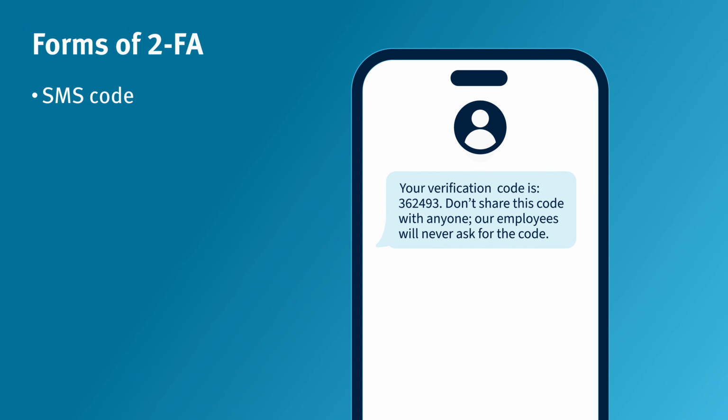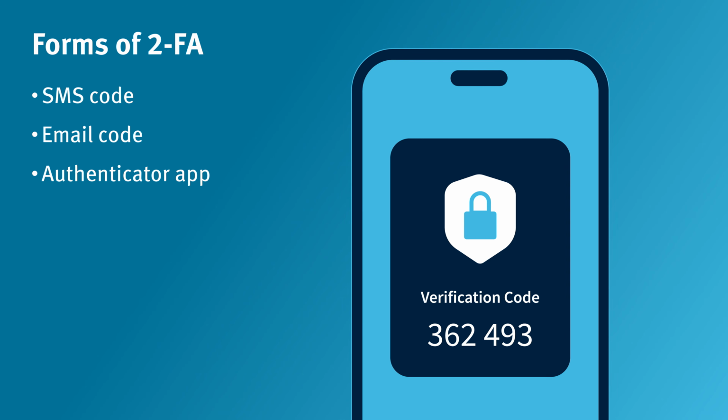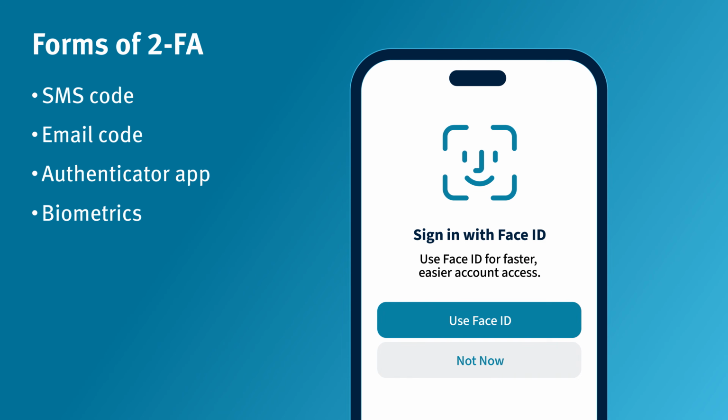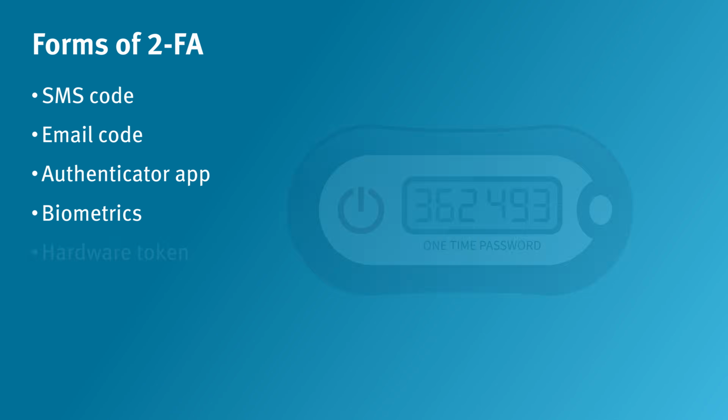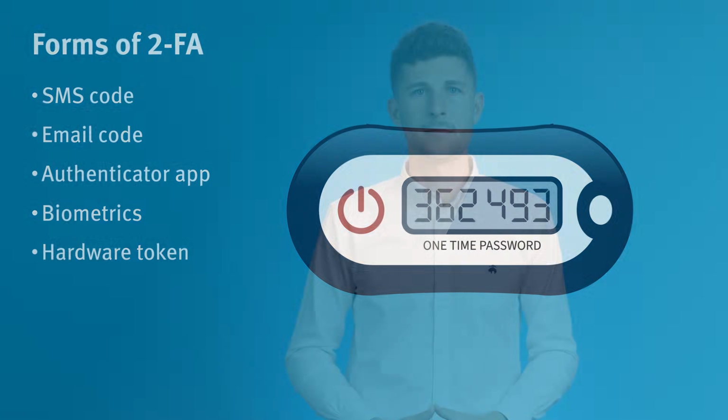Now there are various forms of two-factor authentication. A common form is an SMS code sent to your phone. Another option is to have a code sent to you via email. Or you can use an authenticator app like Google Authenticator, which generates a one-time code. Biometrics like a fingerprint or face recognition are another secure option. And for higher levels of security, hardware tokens can be used.